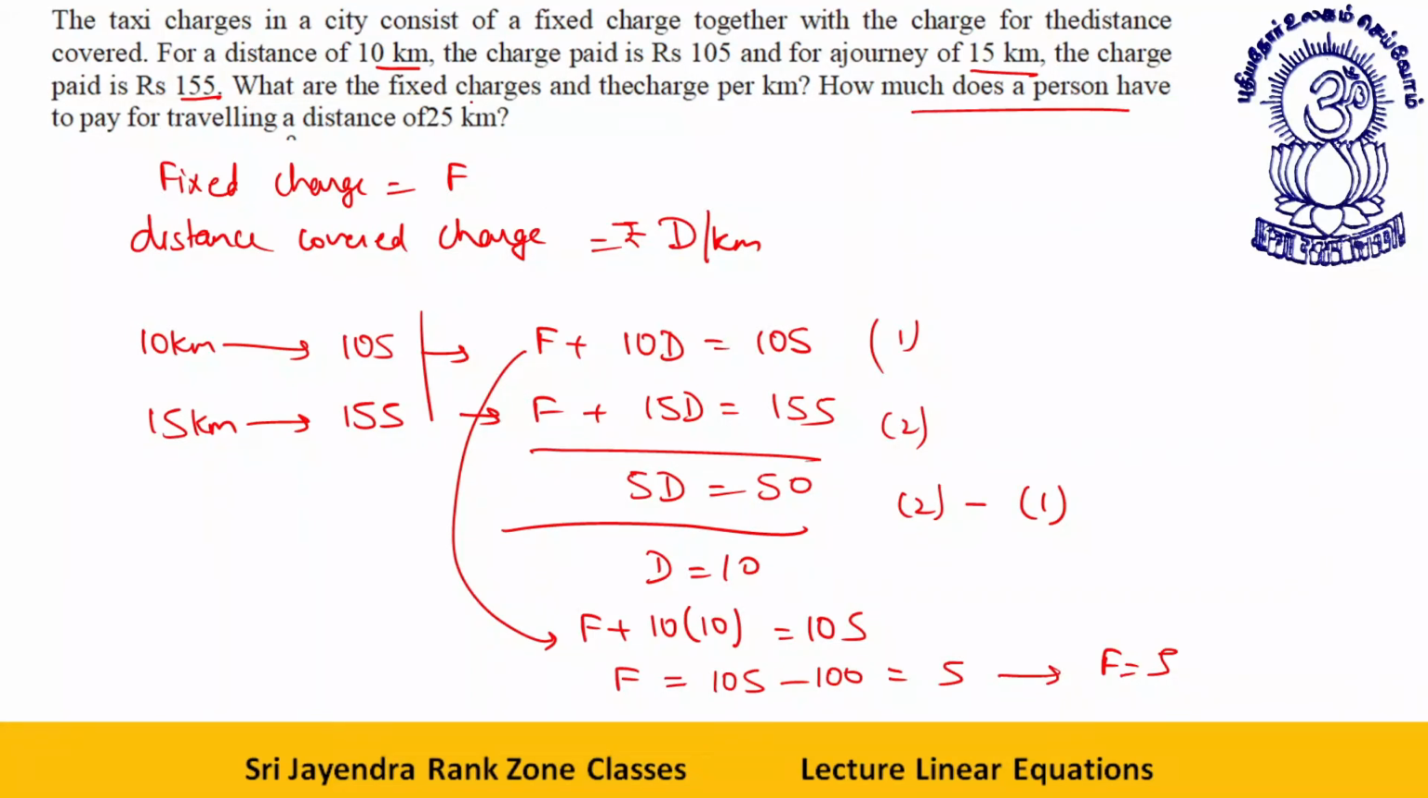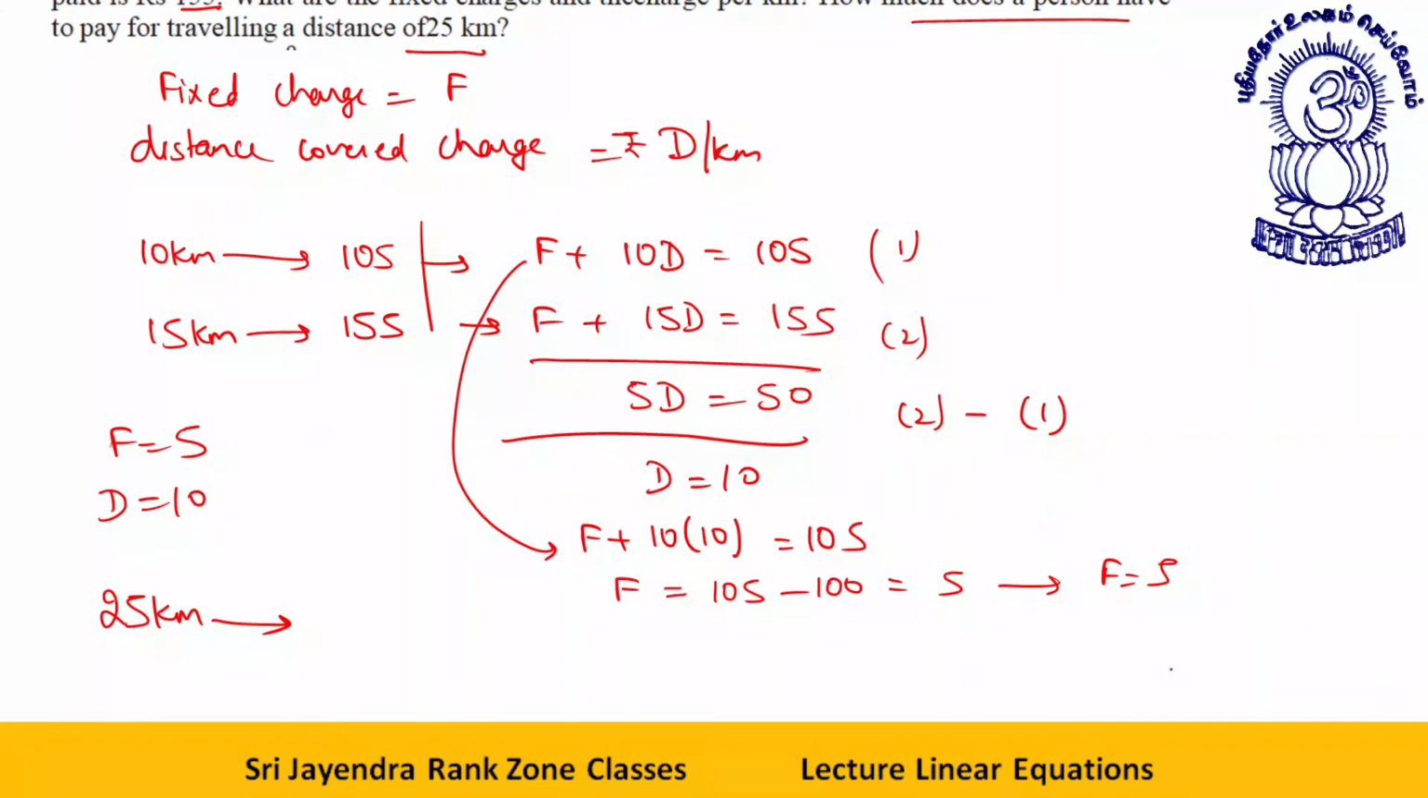Next thing, what are the fixed charges and the charge per kilometer? So you have F is equal to 5, D is equal to 10. How much does a person have to pay for traveling a distance of 25 kilometer? I will tell you a shortcut for this also, dear students. 25 kilometer will be F plus 25D, that will be 5 plus 25 into 10, 5 plus 250 or 255. This is one way of doing it.